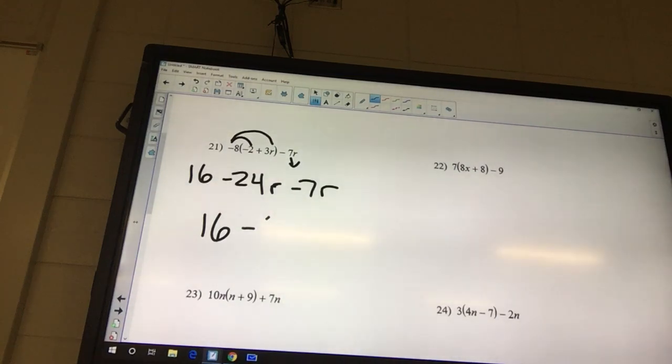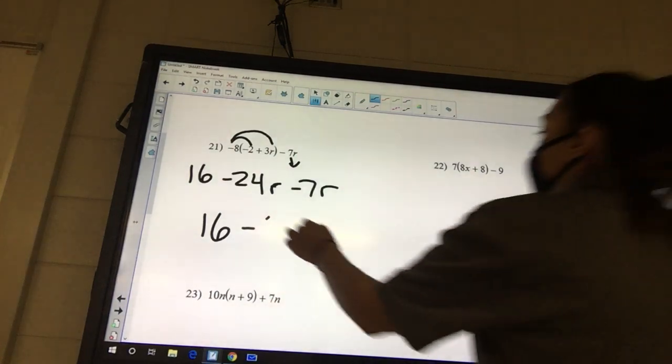Okay, so negative 24 and a negative 7 is really like that. So it's going to be negative 31.